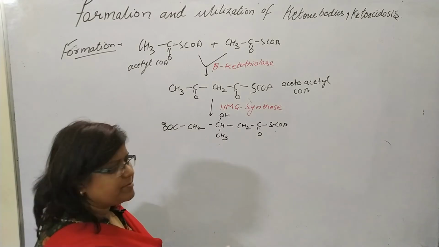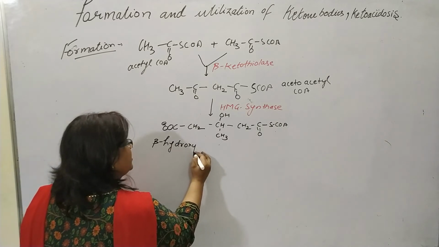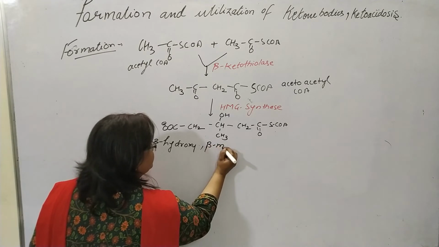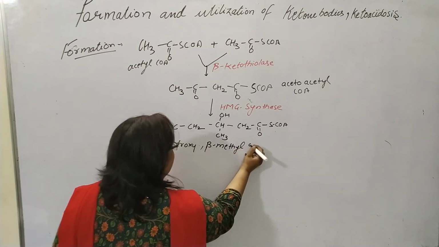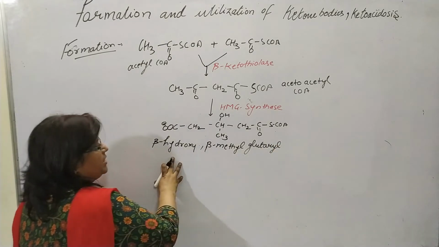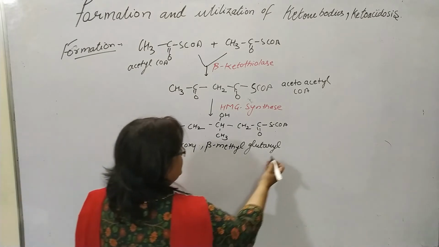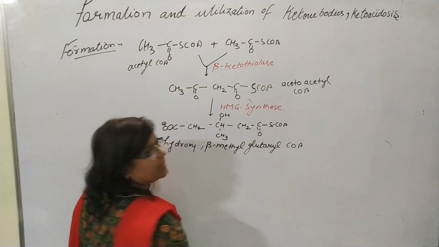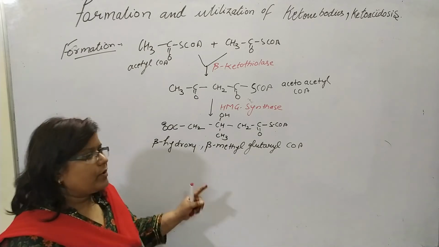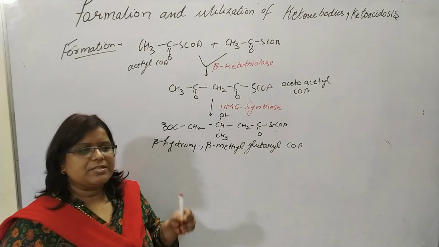What is the full form of HMG coenzyme A? H stands for hydroxy: beta hydroxy, beta methyl glutaryl coenzyme A, HMG coenzyme A. So here the HMG coenzyme A is formed in the presence of HMG synthase.